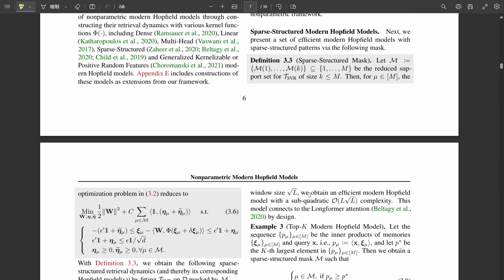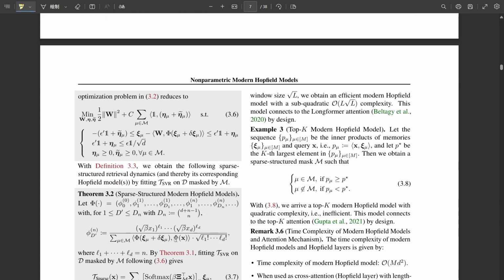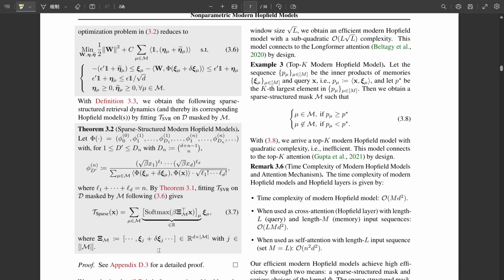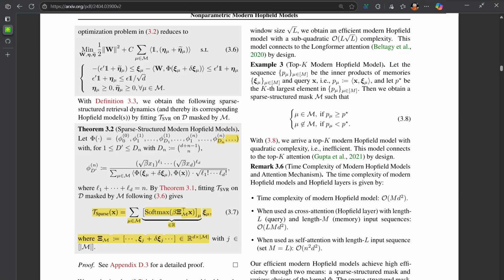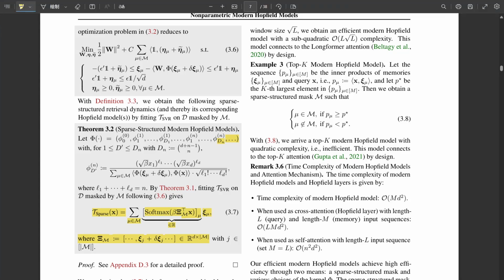So the idea is to intelligently select just a few relevant memories to interact with the query rather than engaging with all of them, including potentially irrelevant ones. Exactly that. Theorem 3.2 shows how their nonparametric SVR framework, when you apply it with this masking concept incorporated into the learning objective, naturally yields a sparse retrieval dynamics, T-sparse. This is a really key academic result, deriving this sparsity directly from their principled SVR learning perspective.